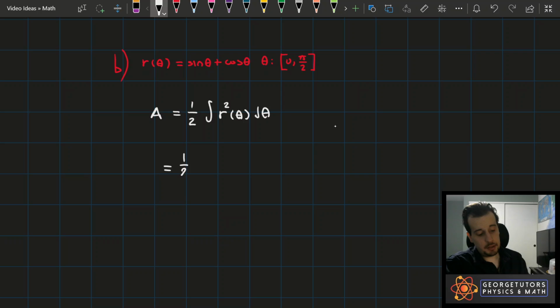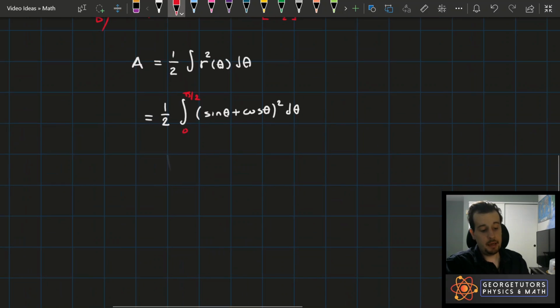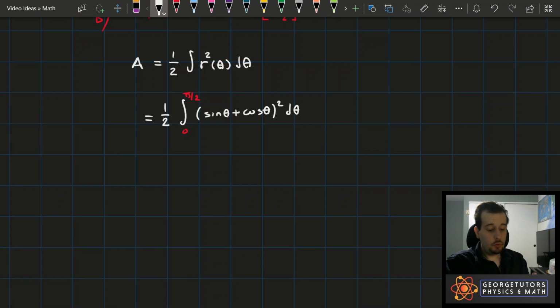So we're going to put that in. We're going to have here sine theta plus cos theta squared, and we're going to be taking that integral from 0 to 90 degrees, or pi over 2 radians. Okay, so the best way to do this right now, maybe a version of u substitution would work. But I'm going to go ahead and expand because I can see something better.